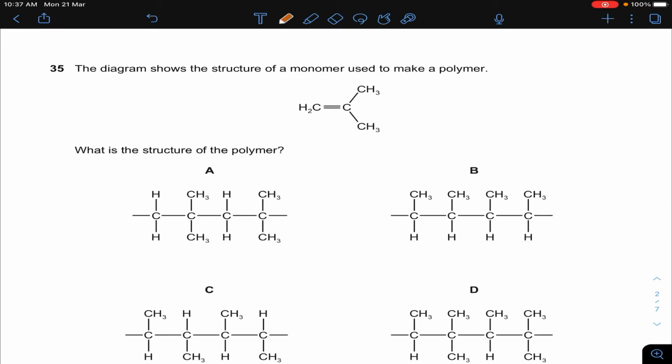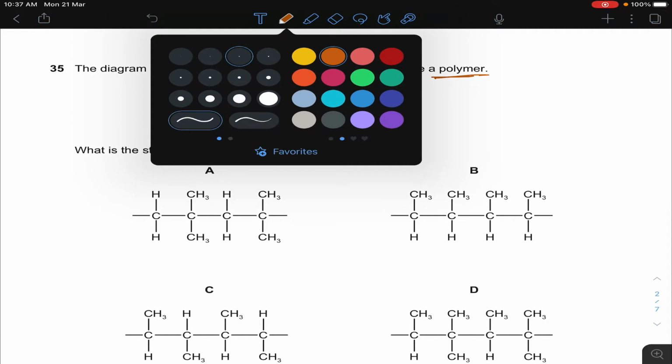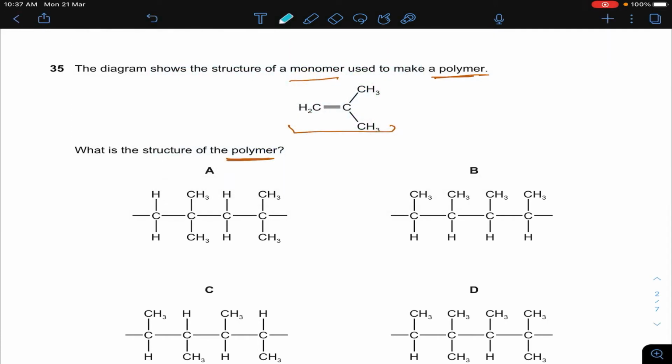Alright, so the next question is, the diagram shows the structure of a monomer used to make a polymer. So this is the structure of a monomer. What is the structure of the polymer? Again, because we have double bonded carbon atoms, that means it is an addition polymer. Now to draw the structure of the polymer, we have to break this double bond, we have to convert it into a single bond. Now this carbon atom has two hydrogen atoms attached to it, and this carbon atom has two CH3 groups attached to it. So CH3, CH3, so this would be the repeat unit of the polymer.